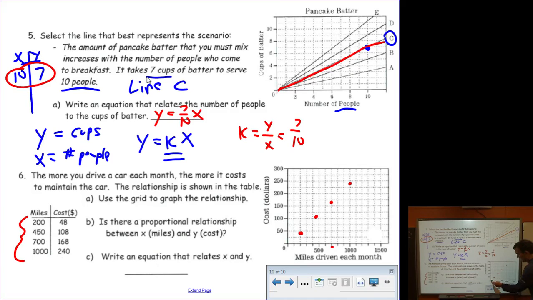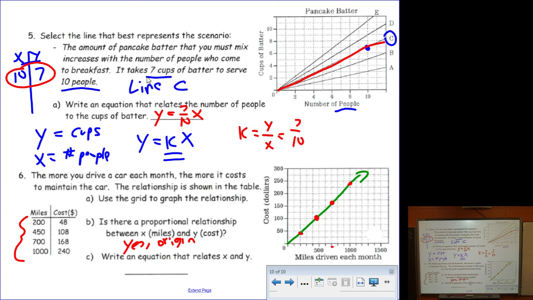So my line would look like this. And that's pretty straight. It'd be better if I had a straight edge. Is there a proportional relationship? Yes, there is. Again, because it goes through the origin.